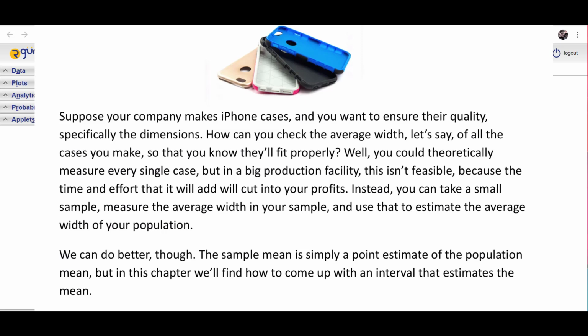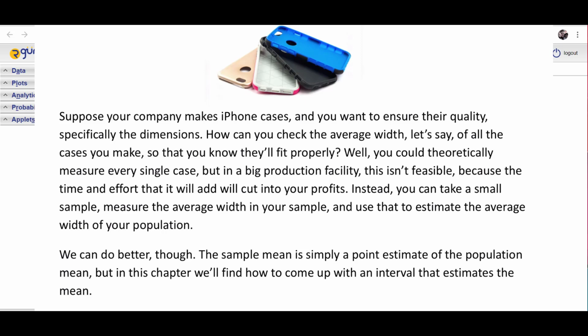And also, depending on the sample you take, your estimates can be wildly different from one another. For instance, I could take a sample of iPhone cases from the population, and you could take a sample of iPhone cases from the population, and we can both figure out the sample mean width for each of our samples, and they could be completely different. So who's more right? Who's closer to the true population mean width based on our sample? So we've got to figure out a better way.